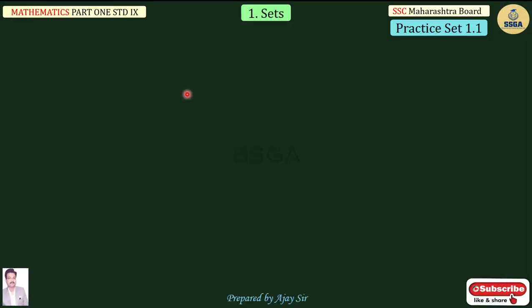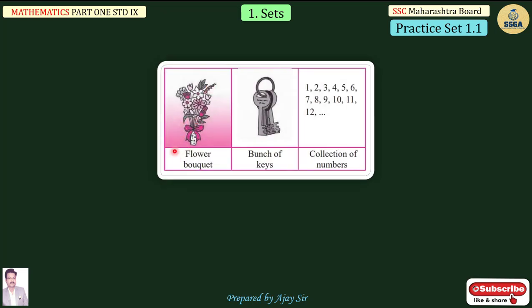Before discussing Practice Set 1.1, let us start with some basic concepts. Observe this picture. The first picture is a flower bouquet. The second is a bunch of keys. The third is a collection of numbers. So these are collections of particular objects. This is a collection of keys. This is a collection of numbers. So all these indicate a bunch or collection of well-defined objects.